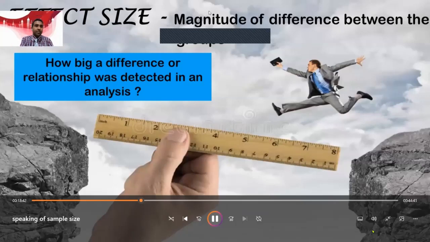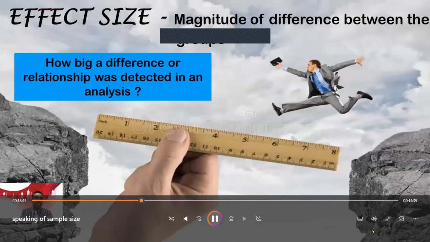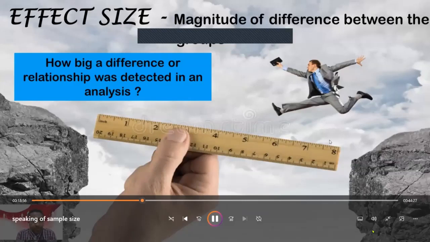The next is effect size. What is an effect size? Effect size means the magnitude of difference between the two groups. Let me take an example, drug A and drug B. Drug A has 60% efficacy and drug B has 80% efficacy. Now, what is the effect size here? 80 minus 60 is 20%, which is the effect size. Simply put, the difference between two proportions or the difference between two means is the effect size.